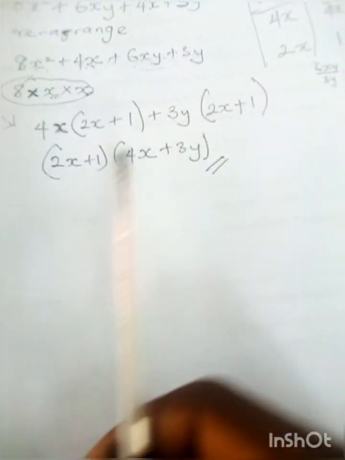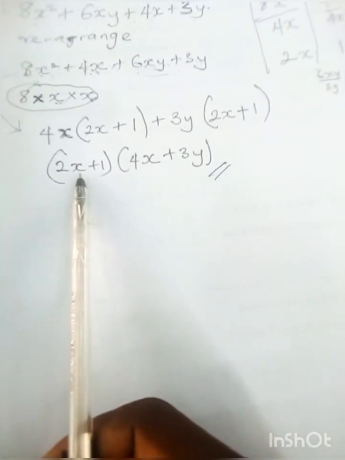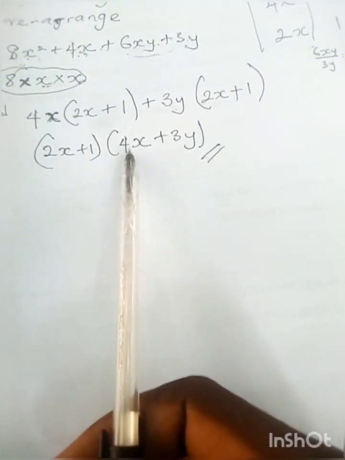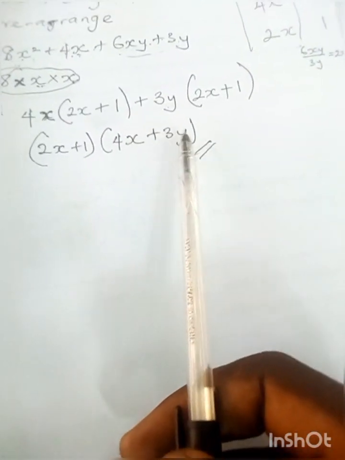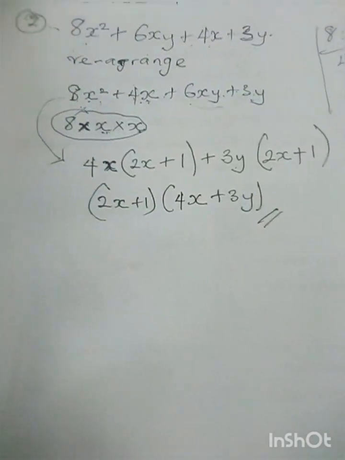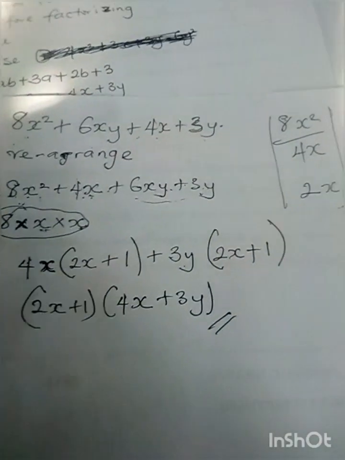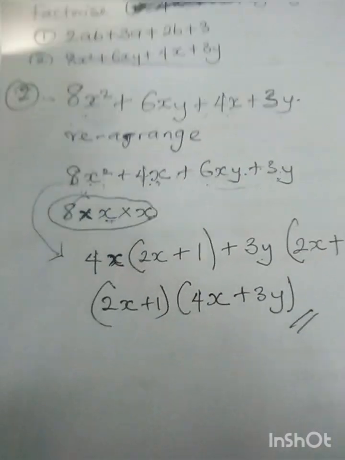Then plus 3y divided by plus 3y will give you 1. Now what's common here? 2x plus 1 is common. So 2x plus 1 divided out gives you just 4x, and 2x plus 1 out here gives you here plus 3y. So this is the factorized solution to that expression. Do we get that now?